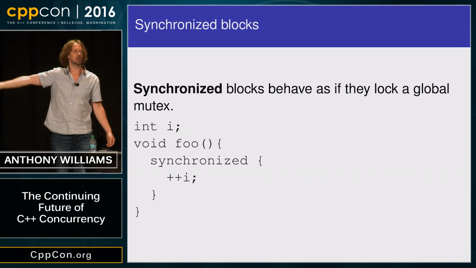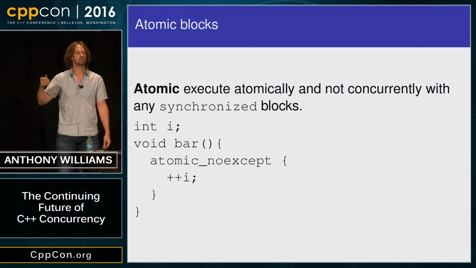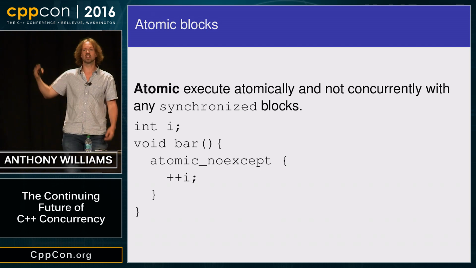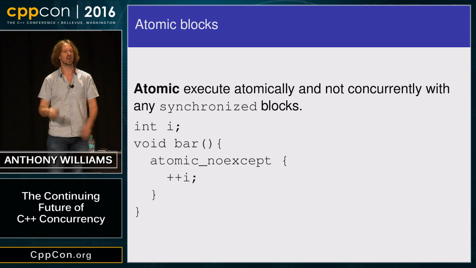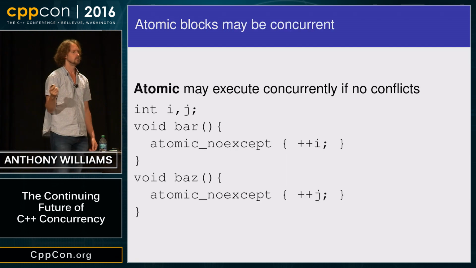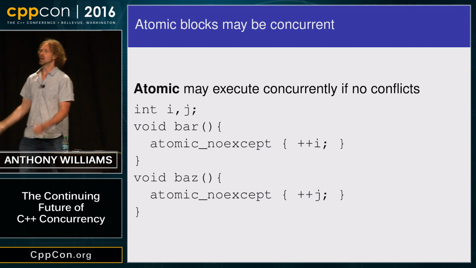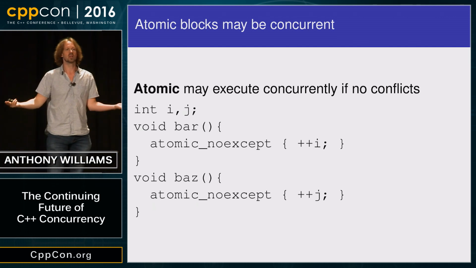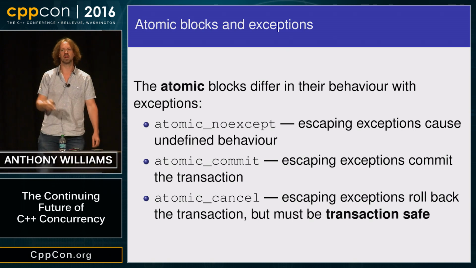It behaves as if there's a global mutex on the synchronized block. Atomic blocks execute atomically and not concurrently with synchronized blocks. Again, you stick your keyword on and declare the block. It's very, very straightforward to use. But atomic blocks are lower level, so they can potentially execute concurrently with each other if they don't use the same variables. And they differ in their behavior with exceptions.